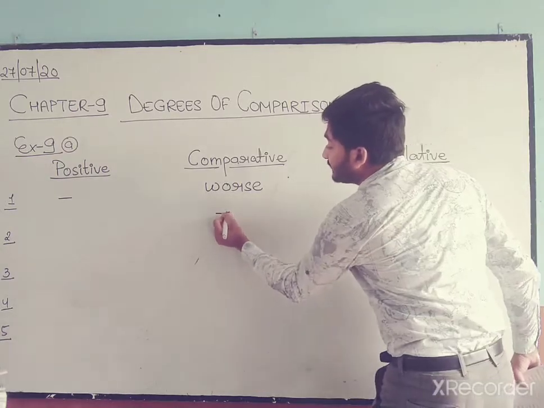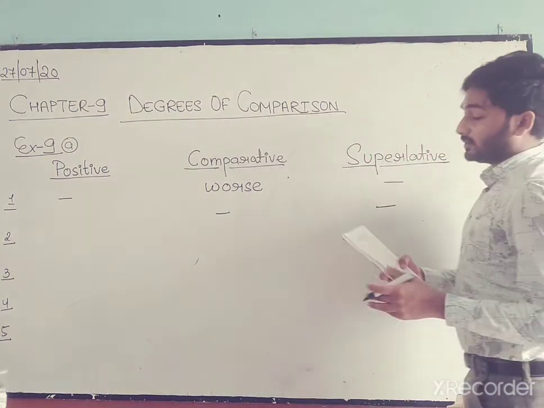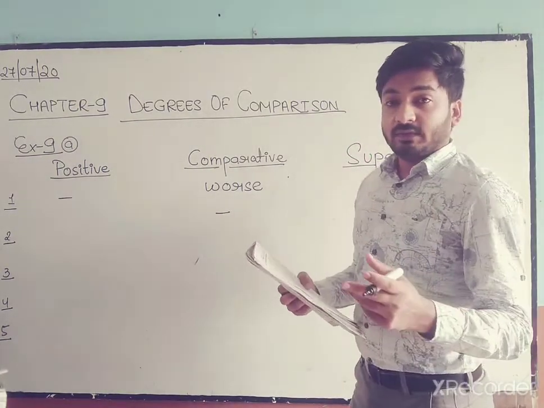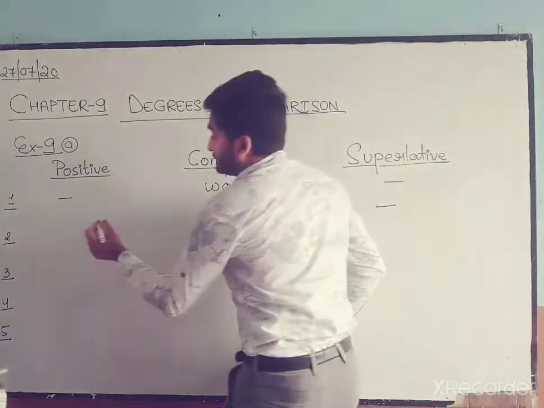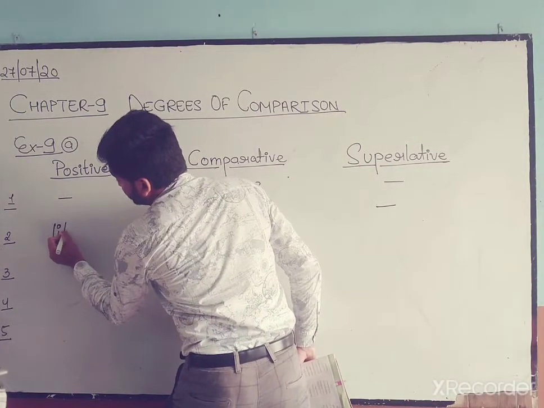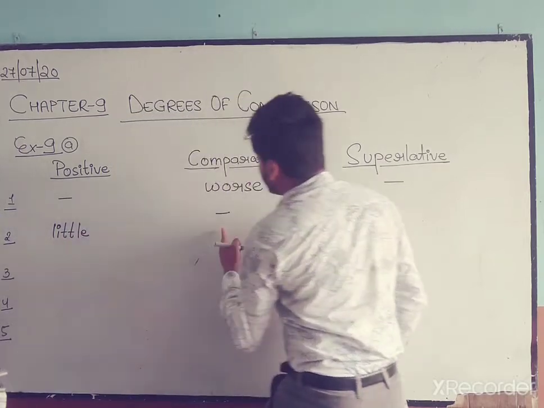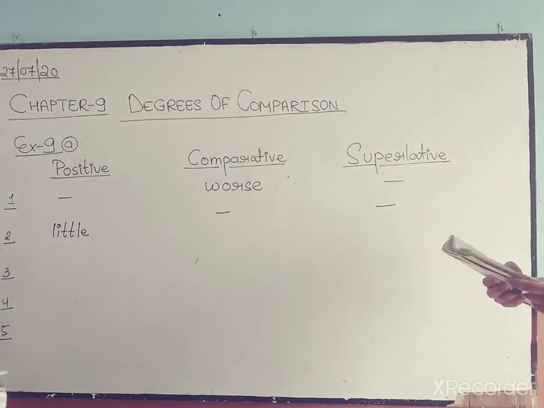Number two. In number two, it has given less and least. That means comparative degree और superlative दिया हुआ है. What we have to write? We have to write positive. This is little. These are little's comparative and superlative forms.